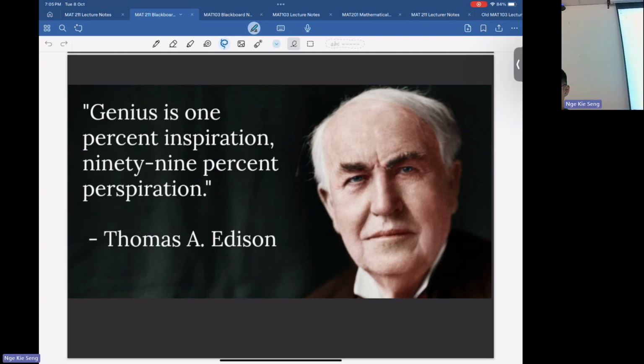Right. So yeah, I found this quote by Edison, like we talked about this morning. Okay. Actually, Edison is not an inventor. Actually, he's a businessman. He stole Tesla's idea. So Tesla is the original inventor. Yeah. Okay.